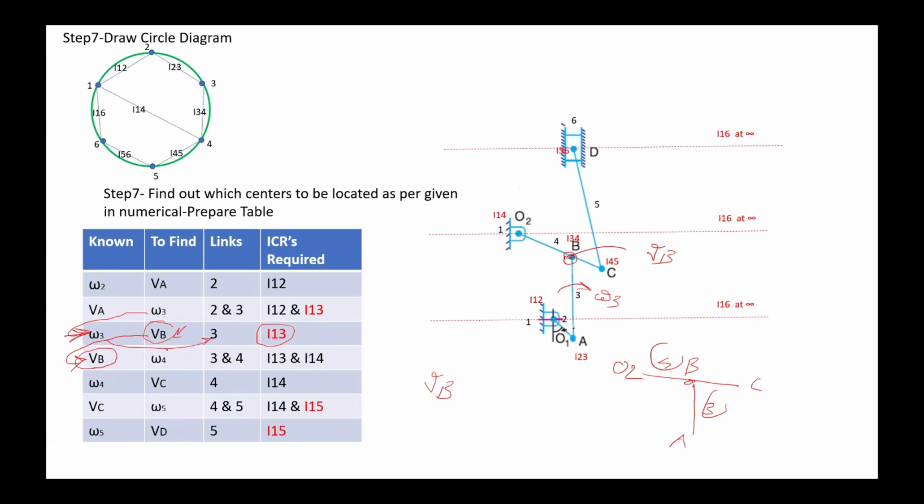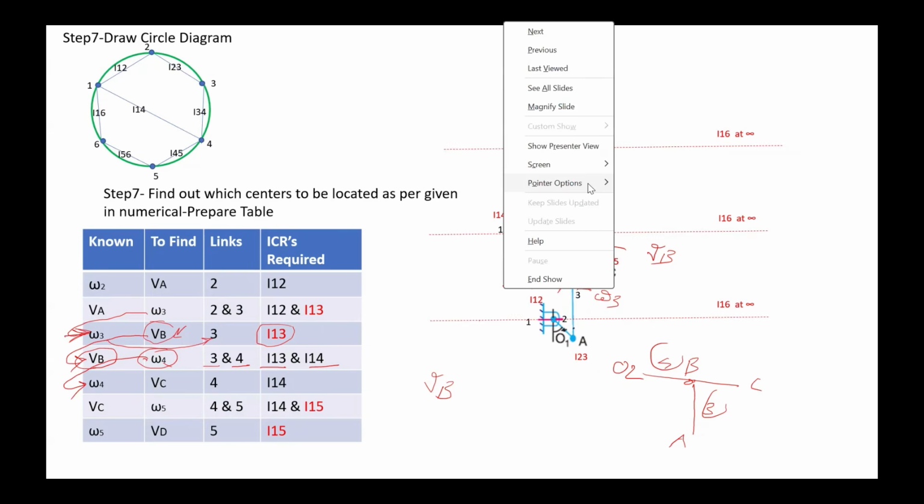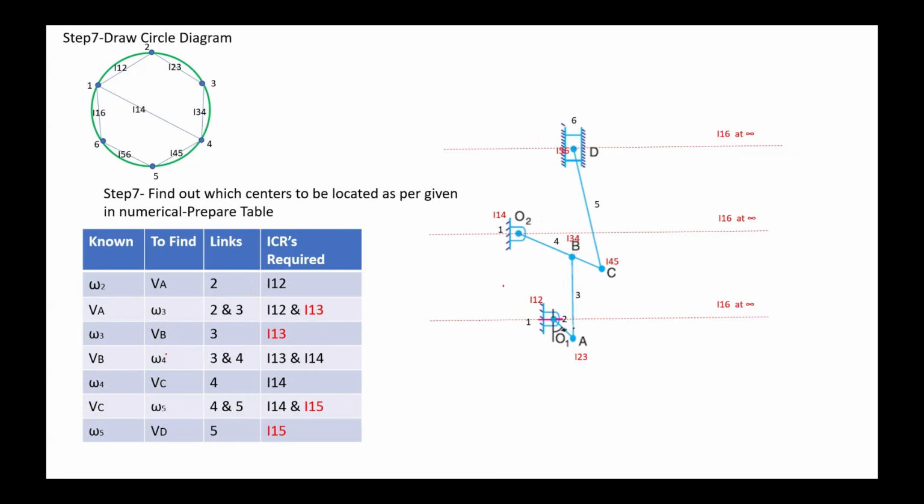So it is easy to find out omega 4 by knowing the velocity of B. For the velocity of B, I have taken the link involved as 3, and for omega 4, I have taken the link involved as 4, because both links are involved. So the ICRs related with links 3 and 4 are I13 and I14. So in the ICR column, the required column, I have written I13 and I14. So I know omega 4 now. Once you know omega 4, it is easy to find out. Let me erase this. Now omega 4 is known to you. That will be the input to your known thing.